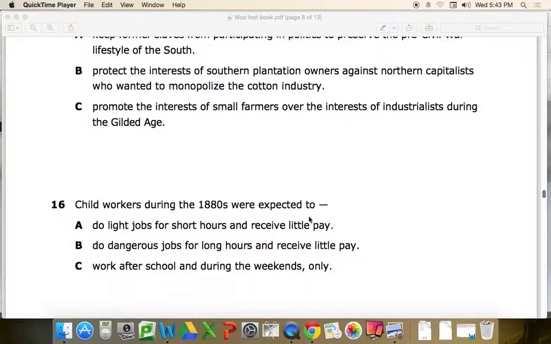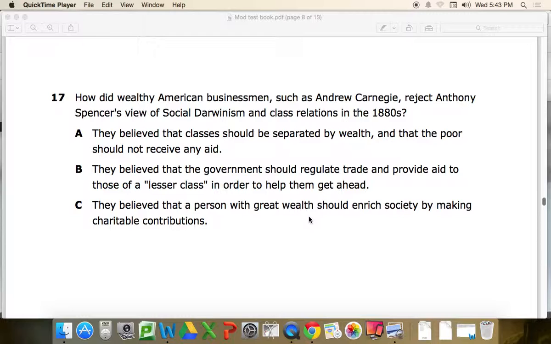The next most missed one is number 17. That's a question about Andrew Carnegie and how did he reject social Darwinism.